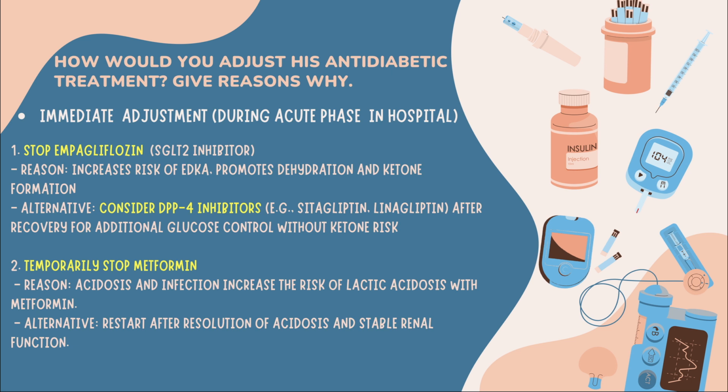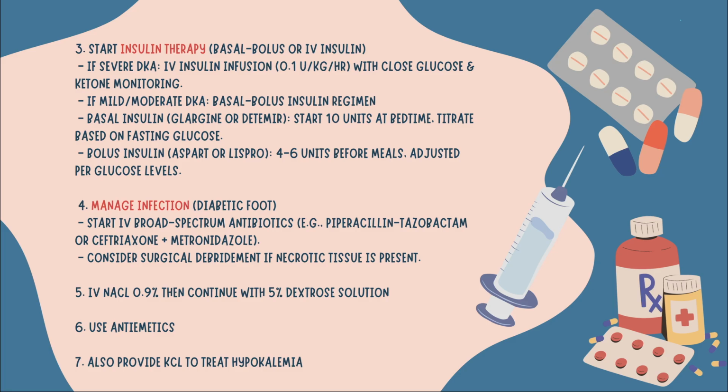You should consider DPP4 inhibitors after recovery for additional glucose control without the ketone risk. Metformin should also be stopped temporarily, as acidosis and infection can increase the risk of lactic acidosis with metformin. You should restart after the resolution of acidosis and also stable renal function. Insulin therapy should also be started because there is severe DKA, so IV insulin infusion at 0.1 U per kilogram per hour with close glucose and ketone monitoring.